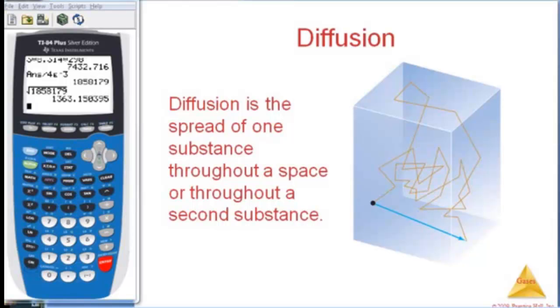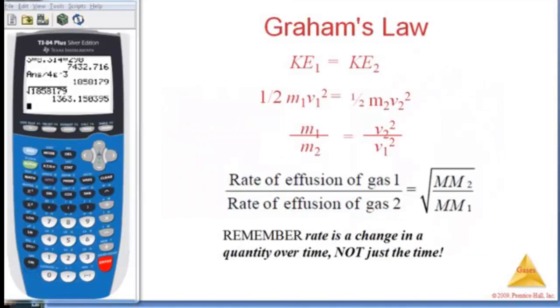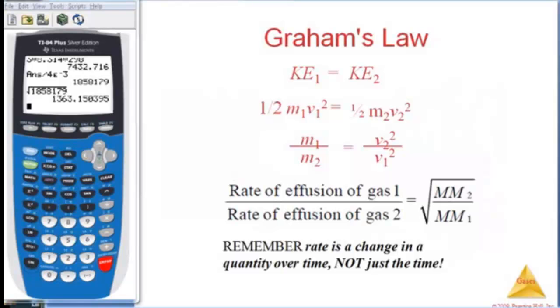So we said diffusion is the spreading of a substance throughout a space, right? So Graham's law allows us to compare the effusion of one gas to another. For the first gas, kinetic energy is going to be 1/2 mv squared. For the second gas, energy is going to be 1/2 mv squared. If I rearrange this, I get the mass of one over the mass of the other is equal to the velocity squared of one over the velocity squared of the other.